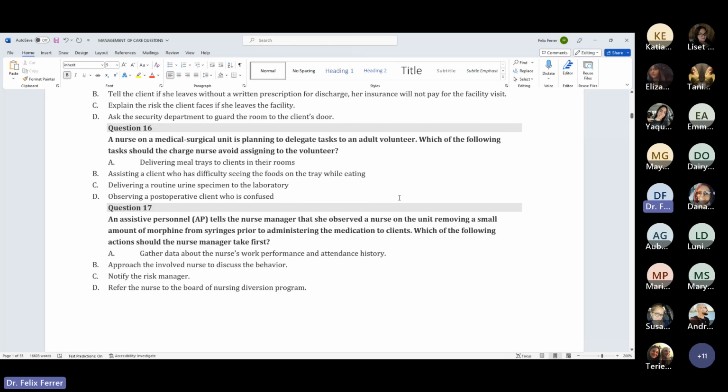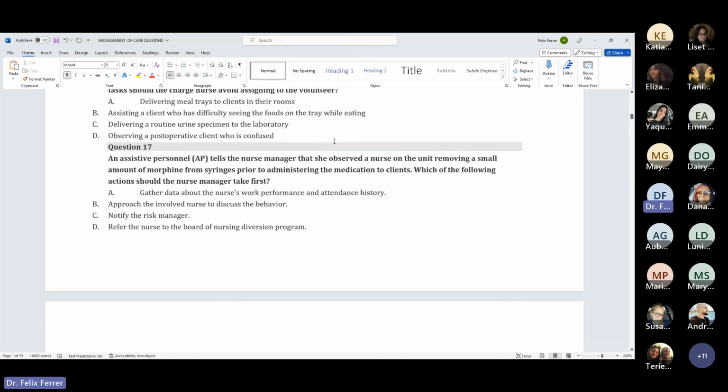The nurse on the medical surgical unit is planning to delegate tasks to an adult volunteer. Which of the following tasks should the charge nurse avoid assigning to the volunteer? D. Yeah, the post-operative client who's confused? No.